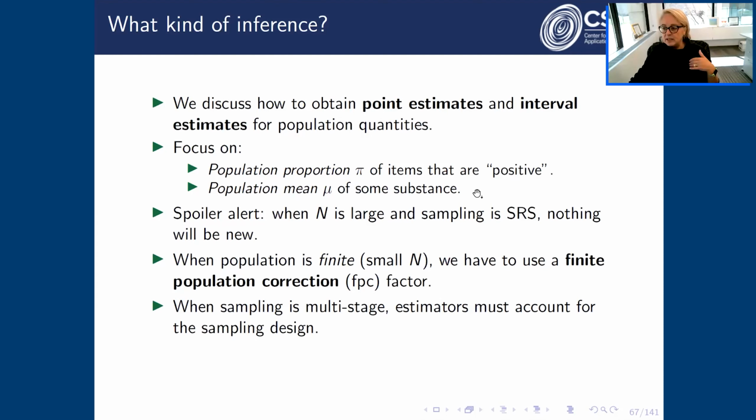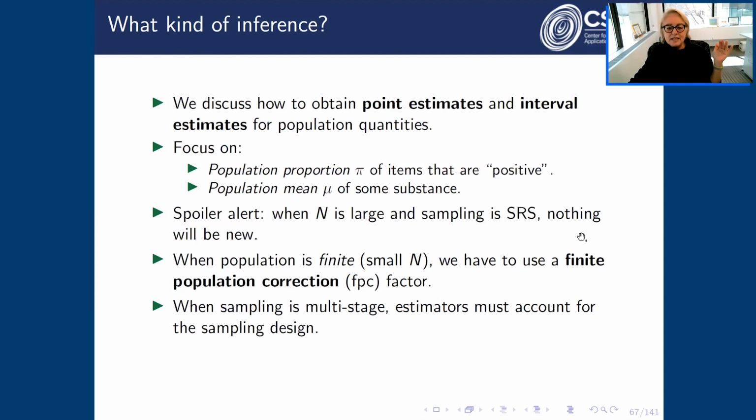So the weight of something, the dollar value of something, the amount of radiation in something. This is where we are going to think in terms of means rather than proportions. And this is what I was saying before we started, the spoiler alert. When we have a very large population and we have simple random sampling, and in this case, we can assume sampling is with replacement, nothing changes. So everything you've learned in stats, how to compute a mean, how to compute a standard deviation, how to compute a confidence interval, it's all the same.